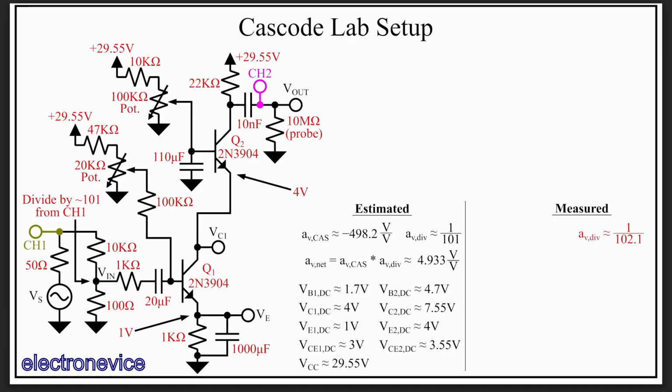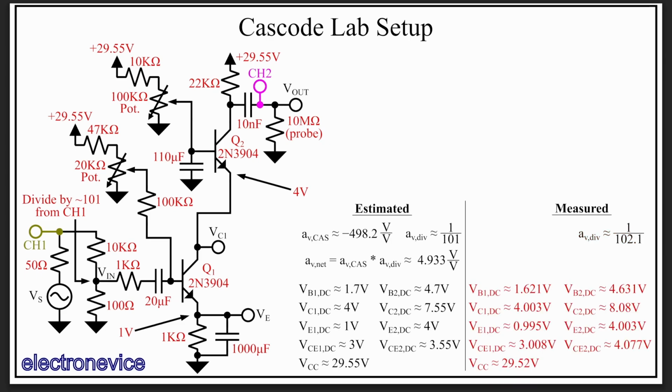As for the DC node voltages, using my DMM, I set the Q2 emitter to approximately 4.003 volts. Q2 base measures at about 4.631 volts. Q2 collector measures 8.08 volts. Q1 emitter is set to approximately 0.995 volts. Q1 base measures about 1.621 volts. And Q1 collector is the same as the Q2 emitter, so 4.003 volts. VCC is at about 29.52 volts. And we have collector-emitter voltages of about 3.008 volts and 4.077 volts respectively for the two transistors, so we should be good to go.